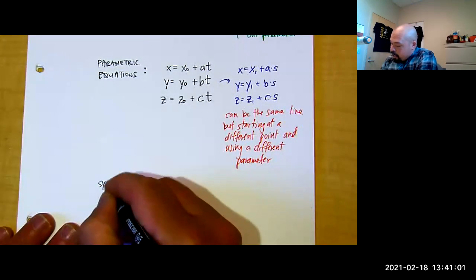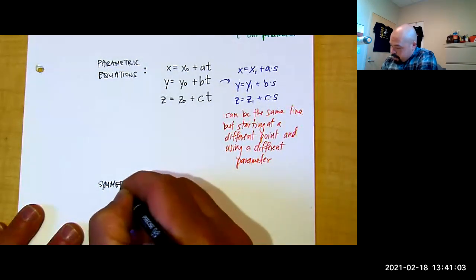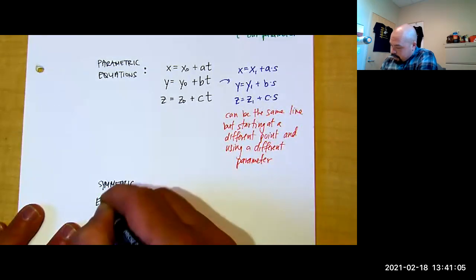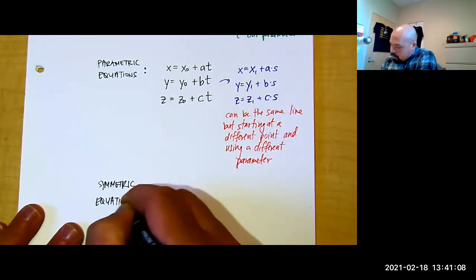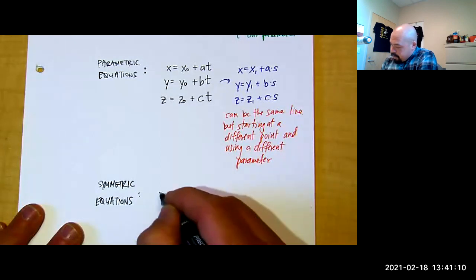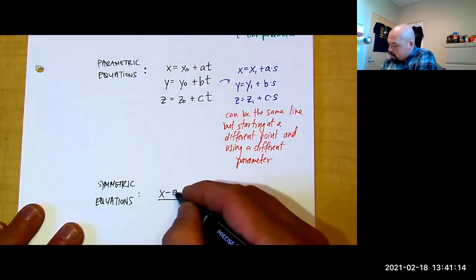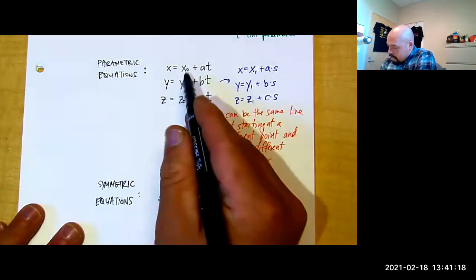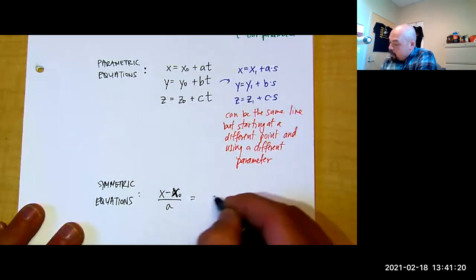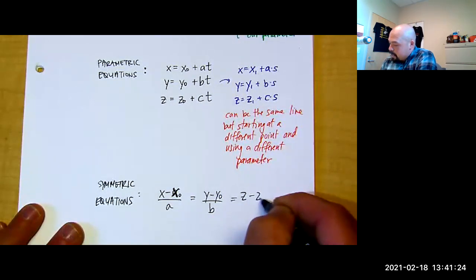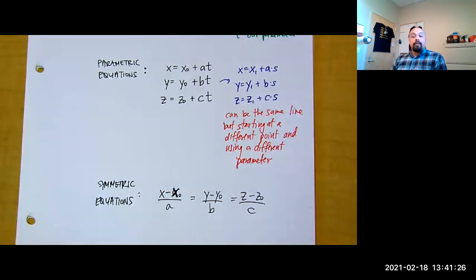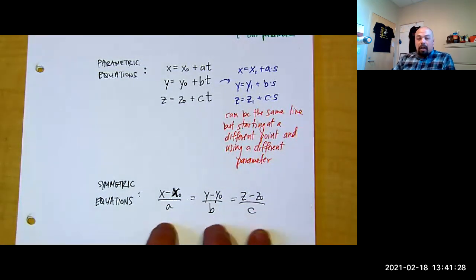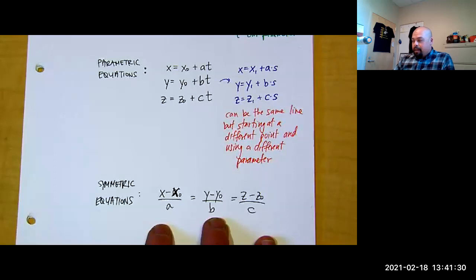We'll get our symmetric equations for that line. The x minus x naught, sorry, subtracting that over, divide by a, y minus y naught over b, z minus z naught over c. There we go. So in this format, denominators are our direction vector.